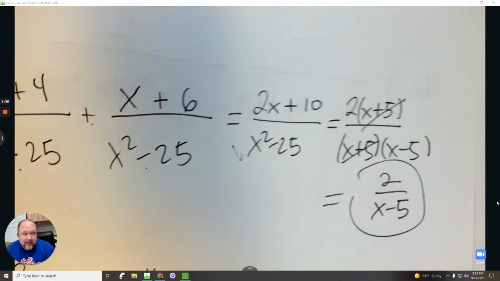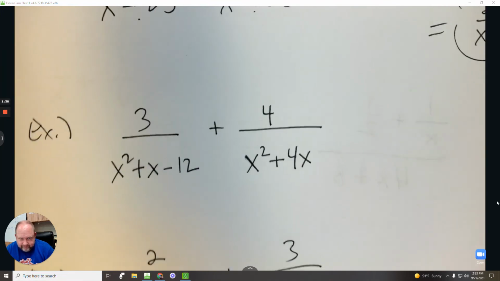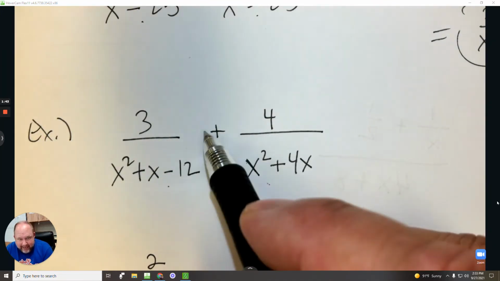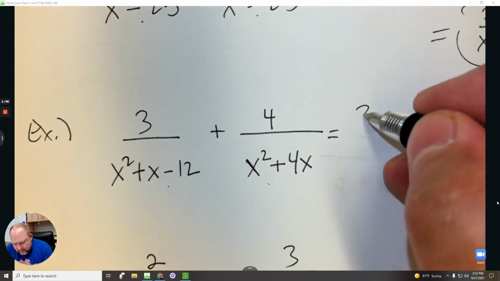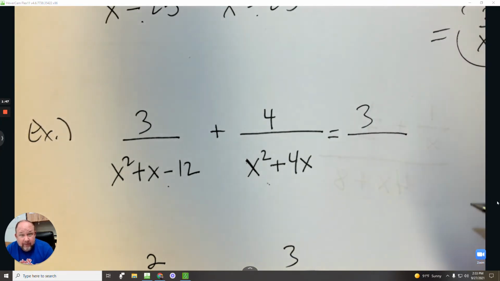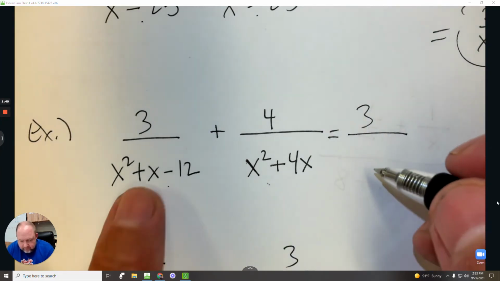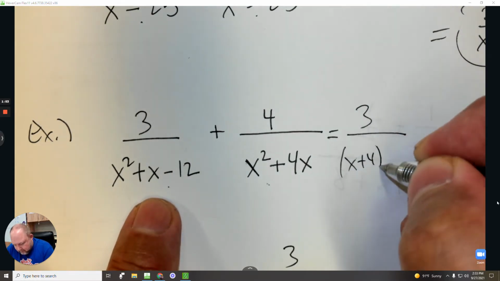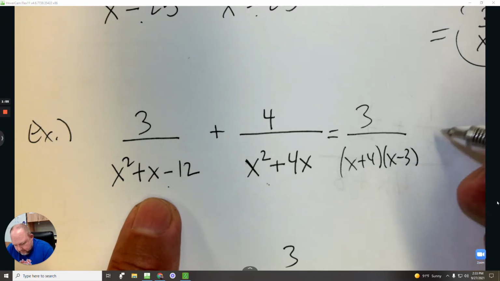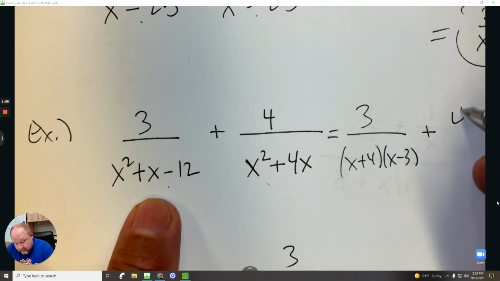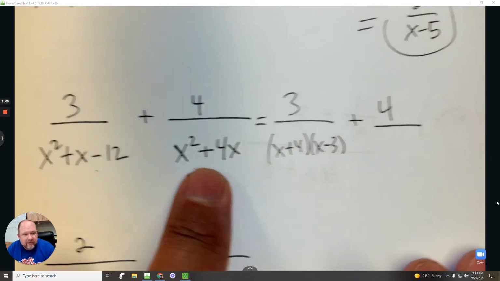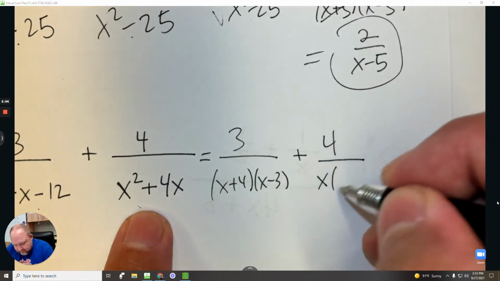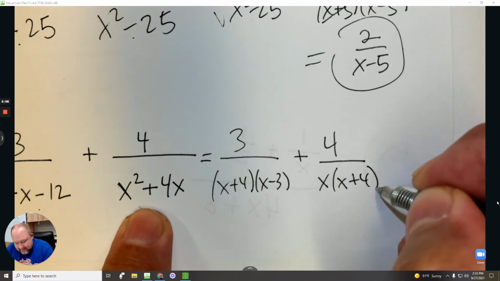What happens when the denominators are not the same? So here's an example. They're not the same, but I want to add them together. So step 1 in this case is to factor. That's a common theme, right? It's to factor first. So can you factor this for me? The two numbers are positive 4 and negative 3. We're going to do the same thing with the second one. Factor this together. So if you factor that, you factor out an x, and you're left with x plus 4.